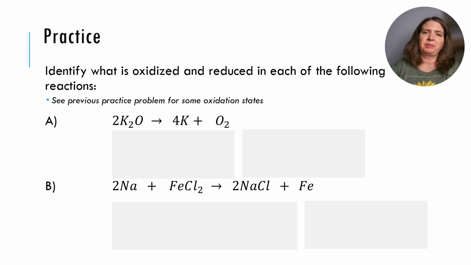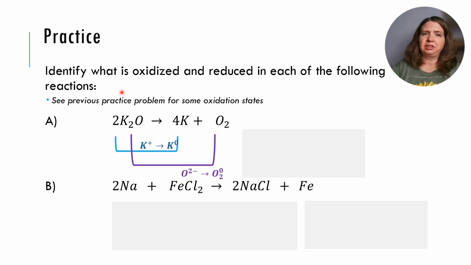Here's another practice problem. Feel free to pause the video and try it for yourself. K2O decomposes into elemental potassium and oxygen gas. Remember that coefficients in front of chemical formulas don't affect the oxidation states, so we can ignore them here. From earlier, we know that potassium in K2O is +1 and oxygen is -2. In the products, potassium is in its elemental form with no charge, so its oxidation state is 0. Oxygen appears as O2, a neutral diatomic molecule, so its oxidation state is also 0.